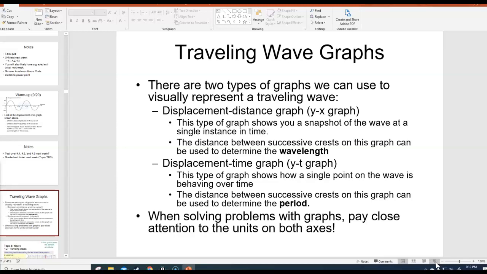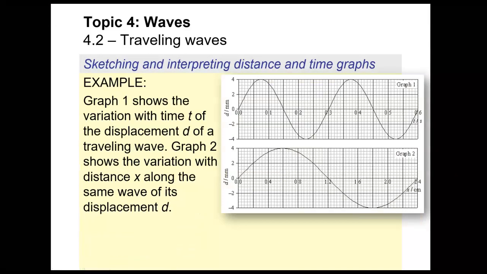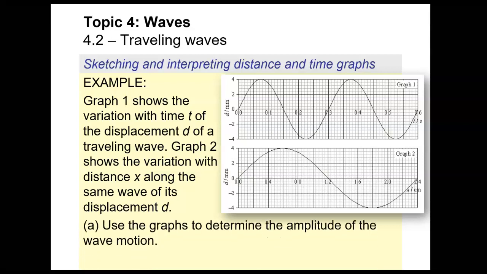Okay, so I'm going to make this bigger. Here is an example problem. It says that graph 1 shows the variation with time t of the displacement d of a traveling wave. Graph 2 shows the variation with the distance x along the same wave of its displacement d. In other words, the top graph is a displacement time graph and the bottom one is a displacement distance graph, but they represent the same wave. Notice that because the y-axis on both graphs is the displacement of the wave itself, that represents the amplitude.